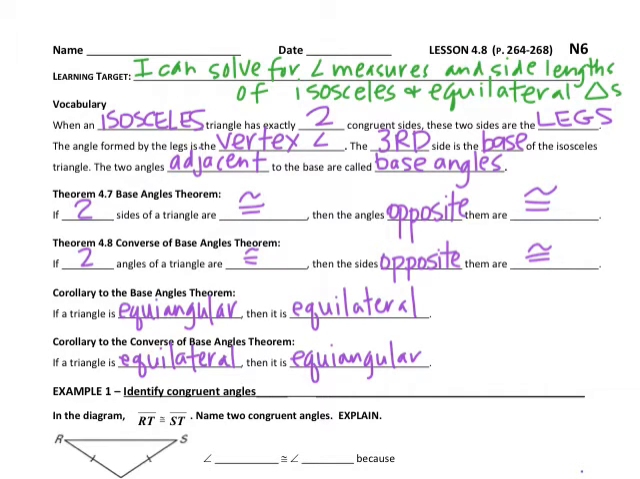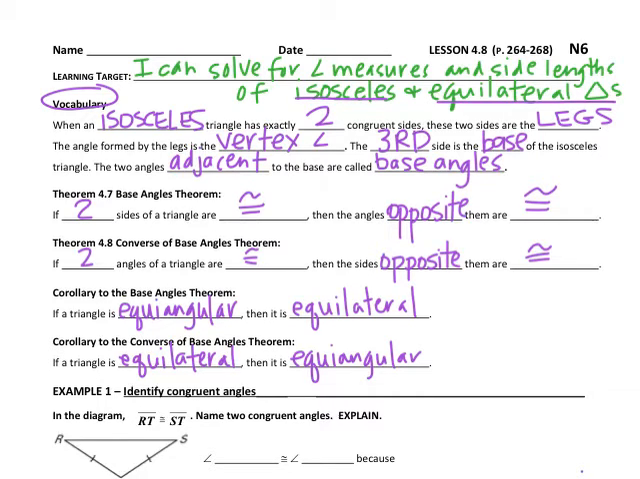This is the video for lesson 4.8, in which we are going to be talking about isosceles and equilateral triangles and the different theorems that go along with those two types of triangles. And for the vocabulary, please make sure you're using a pencil, and I would like you to fill in the information about isosceles triangles.